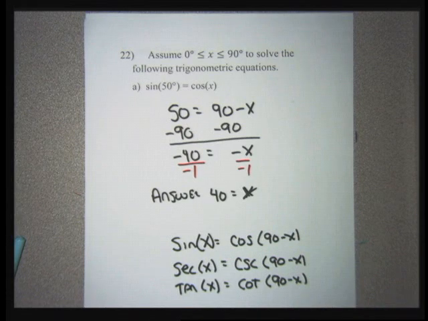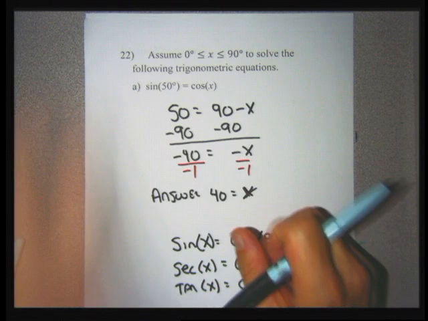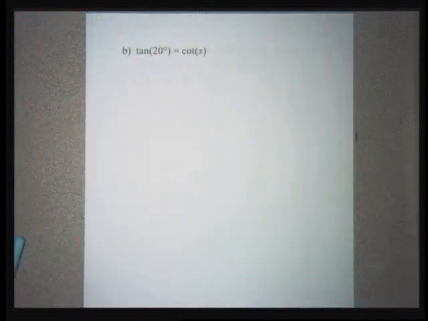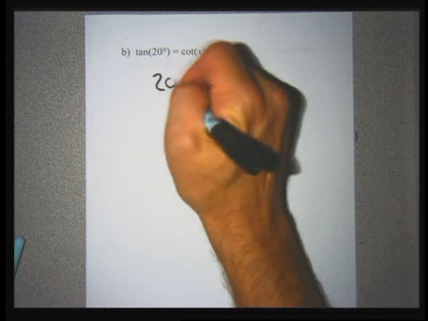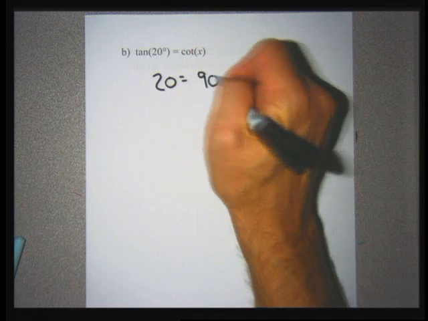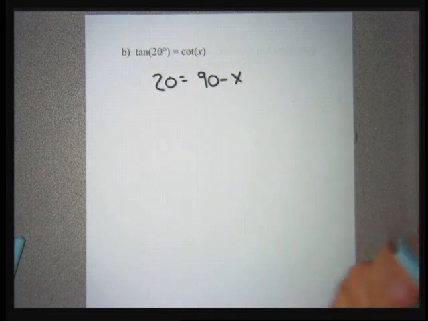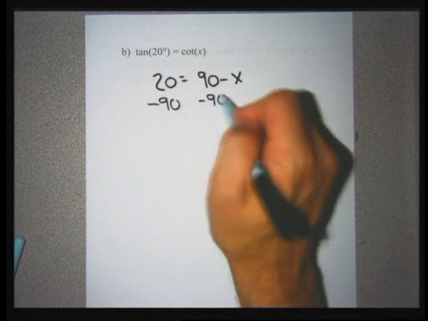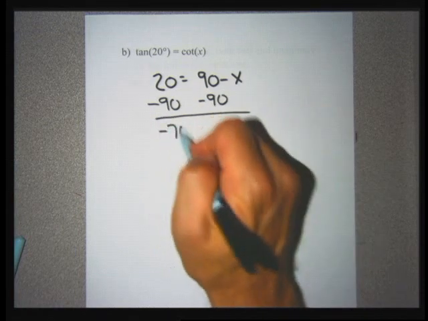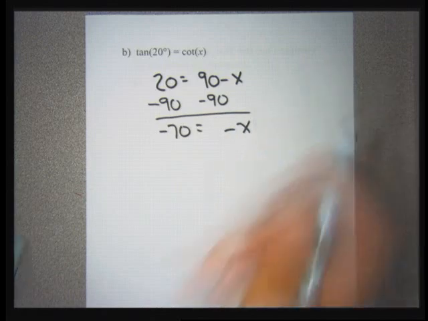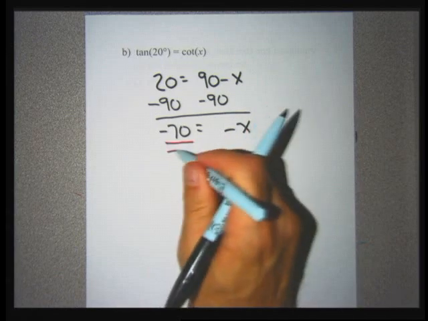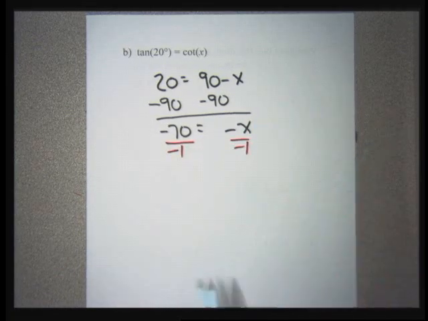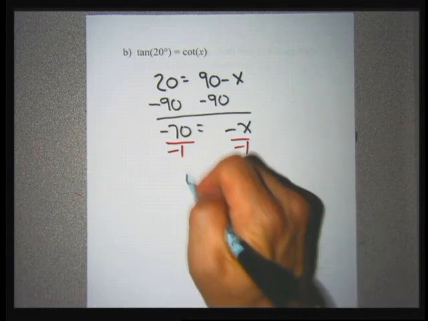As long as you have cofunctions, to make the angle from one equal to the other, you do 90 minus the other. And tangent and cotangent work that way. They're cofunctions, so I know the tangent of 20 is the cotangent of 90 minus x. Solve it the same way. I'm going to minus 90 from both sides, and I get minus 70 equals minus x. And then divide by minus 1, divide by minus 1. I get my answer of x equals 70.